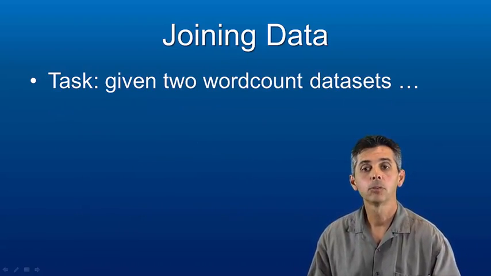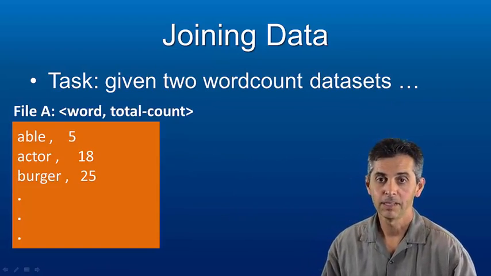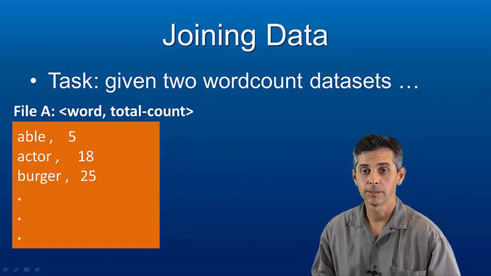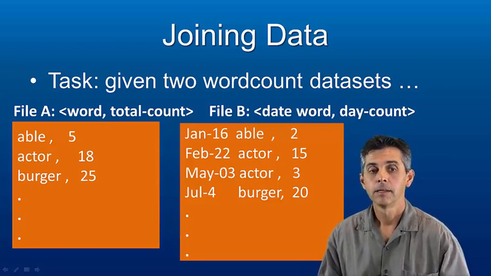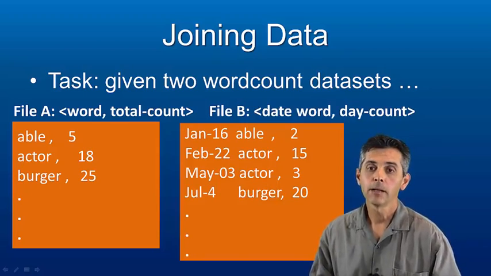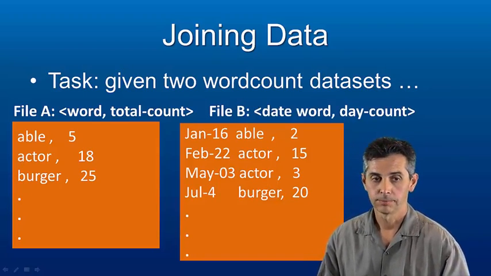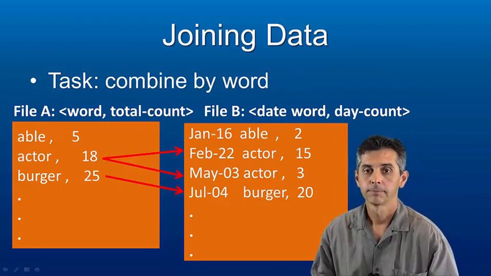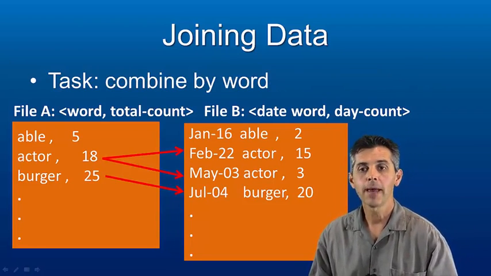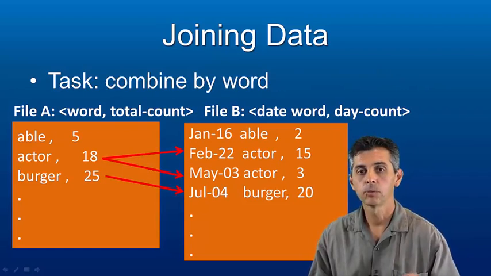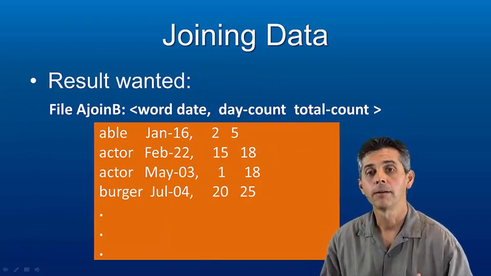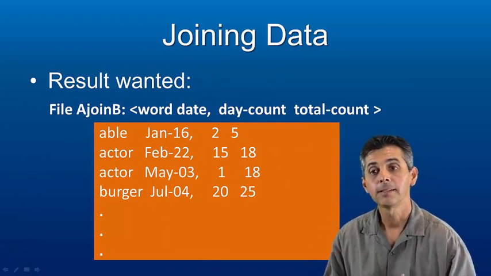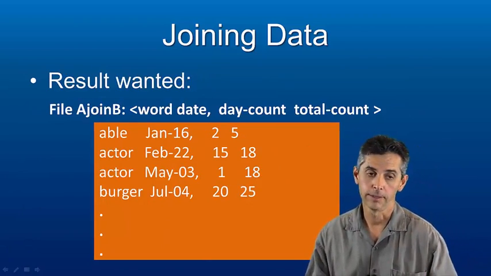Let's assume we have two word count data sets. In fact, let's use the two data sets from the previous example. File A has total word count. File B has the word count by date-word combination. For this task, we need to match a word in file A to the word in file B and merge those matches so that the result will have a word, a date, the day count, and the total count.